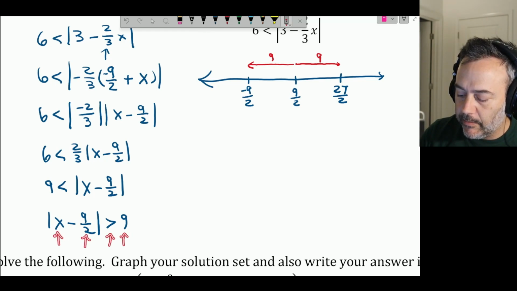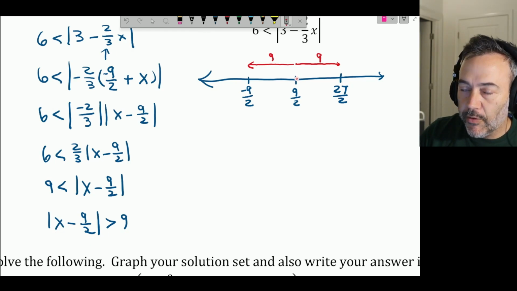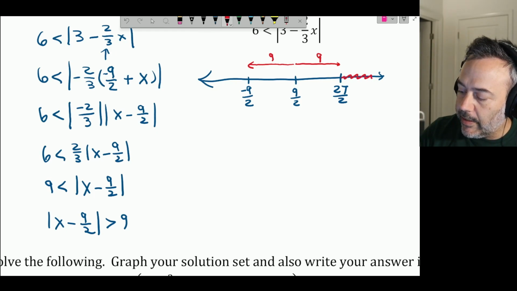greater than 9. So we want x to be farther away from 9/2 than 9 units. So if x is here, its distance from here to 9/2 is greater than 9. So when it's greater than, we want to shade everything on the outside. Shade everything on the outside. And we don't include the boundaries because it's greater than. We don't want it equal to.